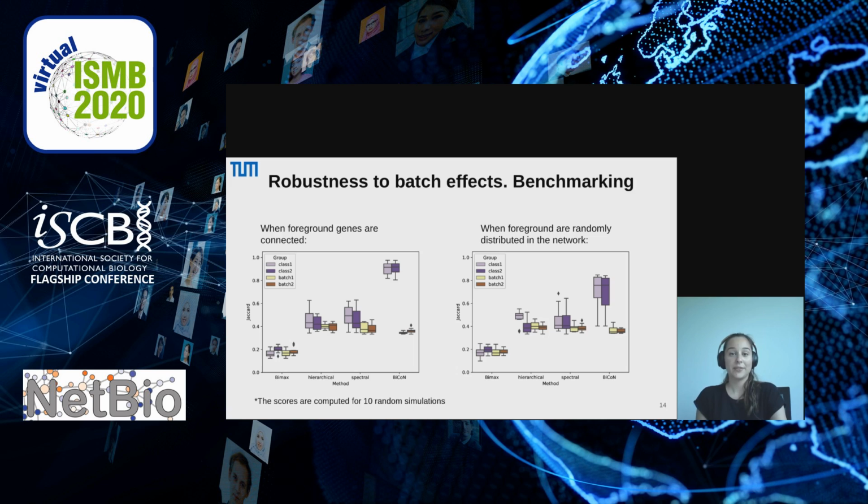To prove this point, we simulated 10 datasets with batch effect as previously described and evaluated the performance of 3 popular biclustering methods and 2 clustering methods. In the end, only one biclustering method has produced any results. Also, to make sure that we do not favor BiCoN by enforcing connectivity of the foreground genes, we also performed simulations with a Barabasi-Albert graph where foreground genes were randomly distributed and not necessarily connected. In both scenarios, BiCoN performs better than other methods, as you can see on both plots.